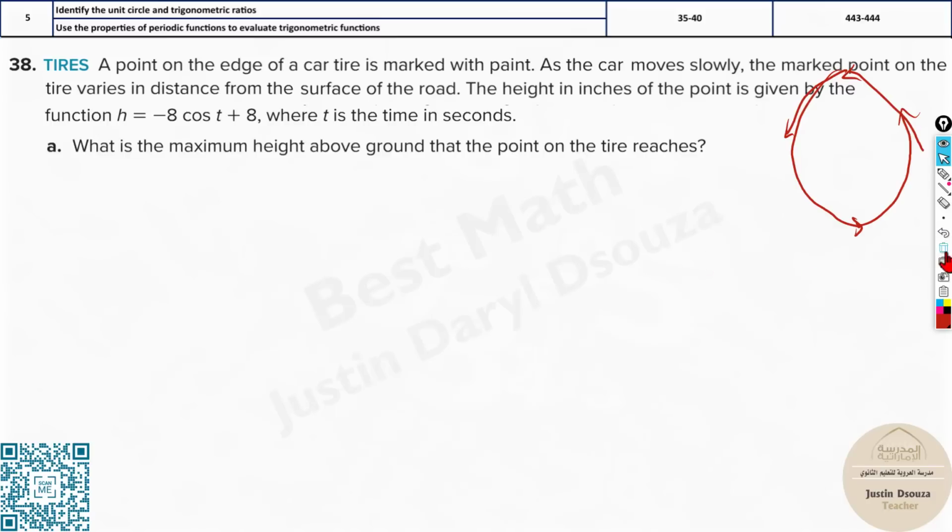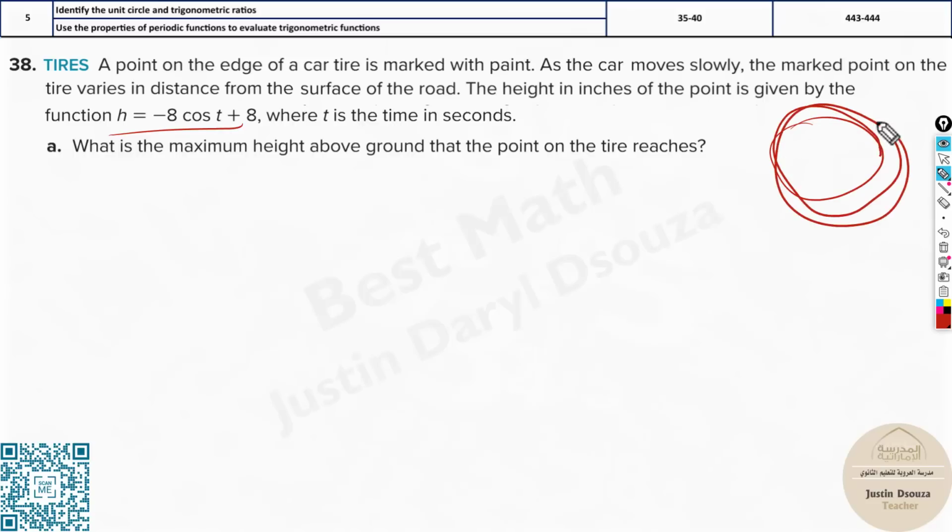Let's do another problem now. See, there's no figure, but they have told us a point P on the edge of a car tire. Again, it's a circle, marked with paint. As the car moves slowly, the marked point on the tire varies in distance from the surface of the road. The height of the point is given by this function, where t is the time in seconds. So the height varies depending on the time. As the time is moving, it is moving like this, right? That's the tire.